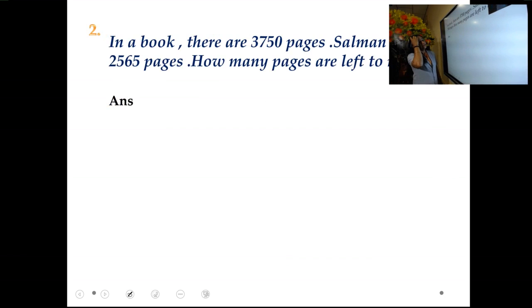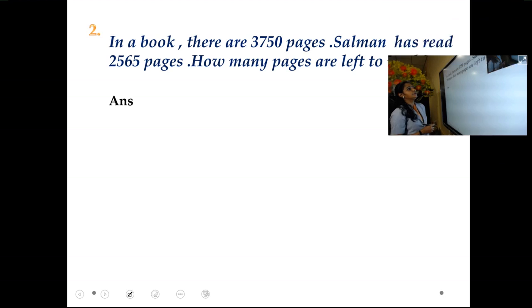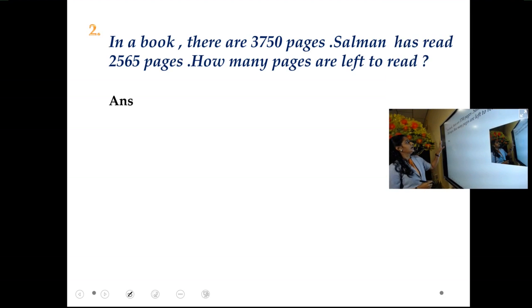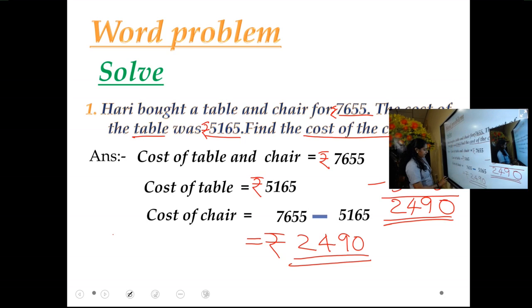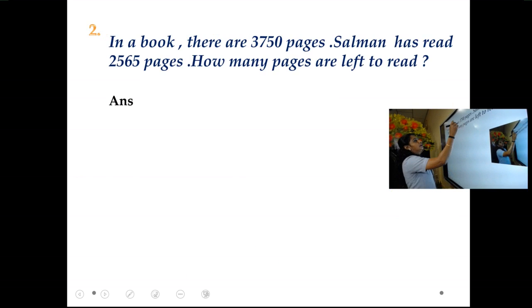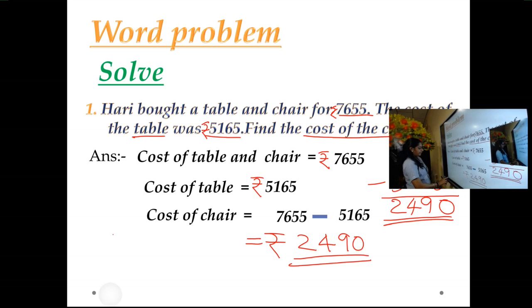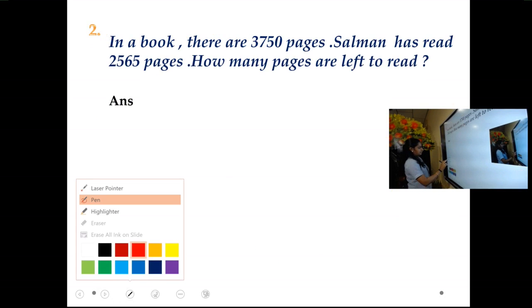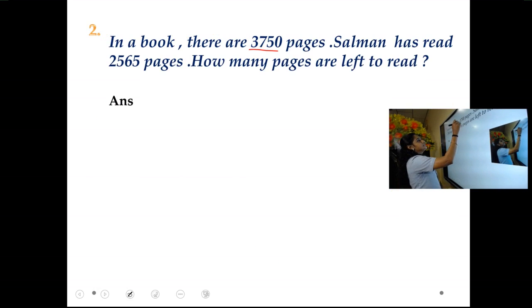Another question. In a book, there are 3,750 pages. Salman has read 2,565 pages. How many pages are left to read? There are 3,750 pages. Total pages 3,750, and Salman read this many pages, 2,565. How many pages are left to read?